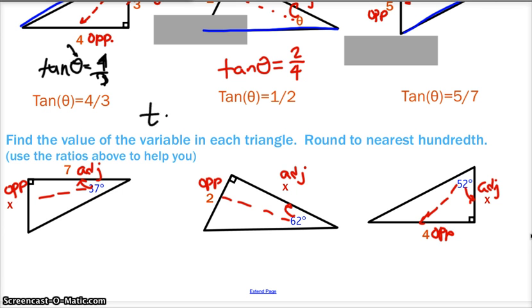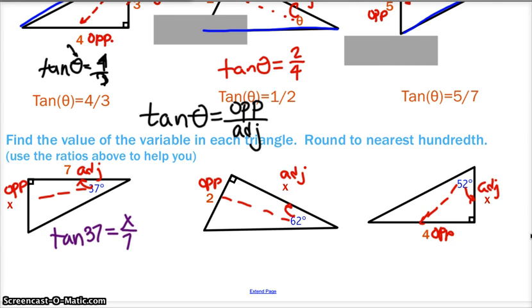When I set this up, it's always going to be tangent of theta equals the opposite value on top, the adjacent value on bottom. Tangent, and instead of theta, I'm using 37. The opposite value is x over the adjacent, which is 7. Tangent of the angle value is the opposite value over the adjacent. And lastly, we have the tangent of theta equals, write it down, what do you think? The opposite value over the adjacent.